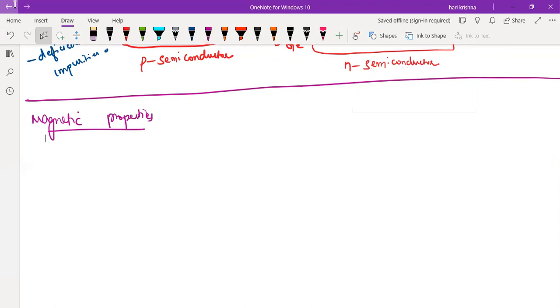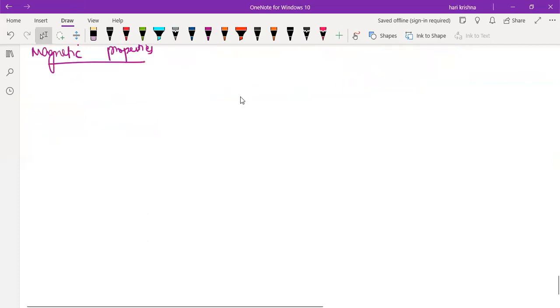So to take the magnetic properties, whatever the solids are, they will be classified into 5 different types: paramagnetic, diamagnetic, ferromagnetic, antiferromagnetic, and ferrimagnetic. These are the 5 different classifications of solids based upon magnetic behavior. So we'll study the entire thing in one tabular column.